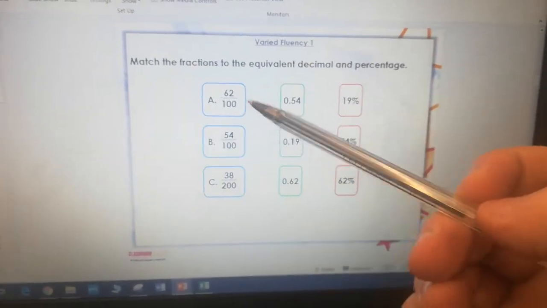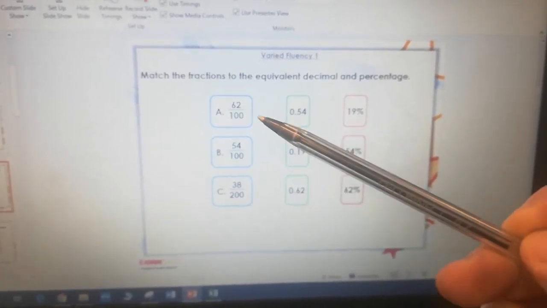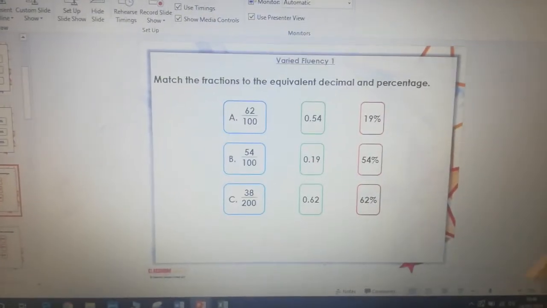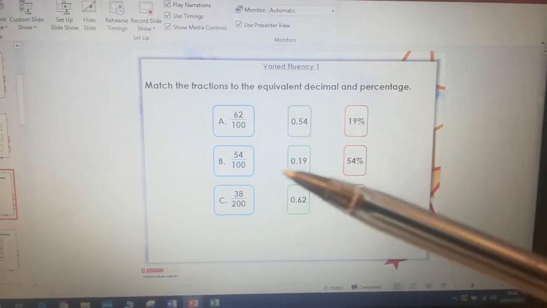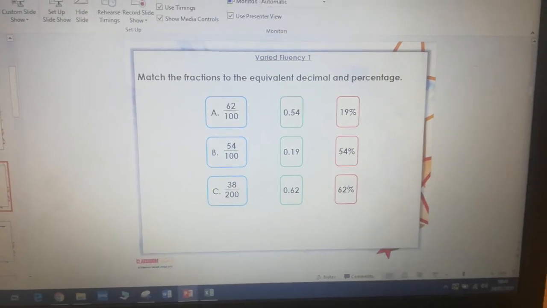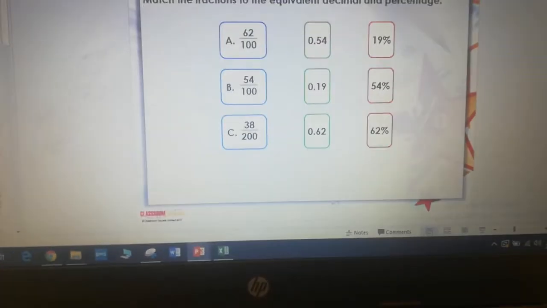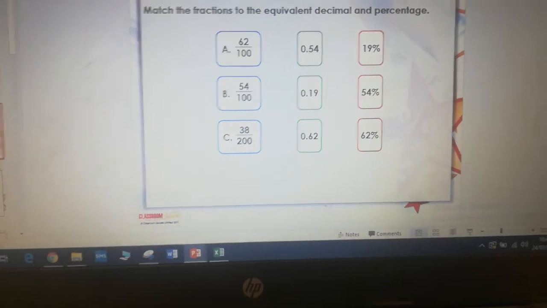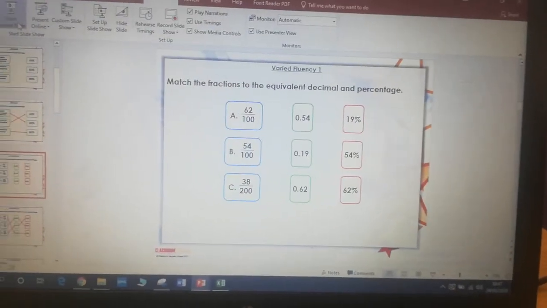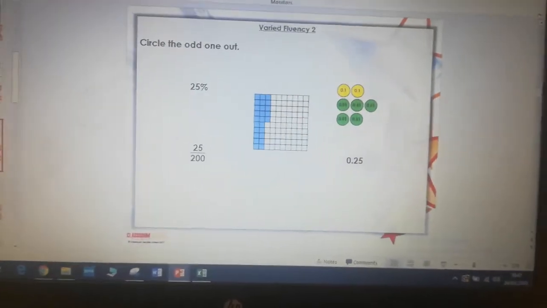Match the fraction with the equivalent decimals, whichever one you think here. And then you need to match it up to percentages as well. So 62 out of 100, if you think that's, I don't know, 0.19, and then you think it's 54%, if you think they match up, then draw a line to them. Remember, I'm not expecting you to print these slides out. I'm just expecting you to go through and think, just understand. Use a piece of paper if you need to. 62 out of 100, what's that as a decimal? What's it as a percentage? That's it, okay? So you've got this, and then the answers, obviously, just to make sure you're on the right track. And then we've got varied fluency 2.